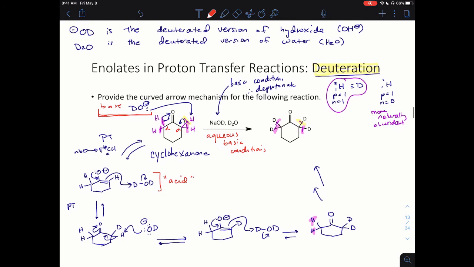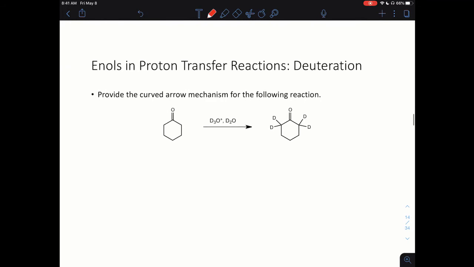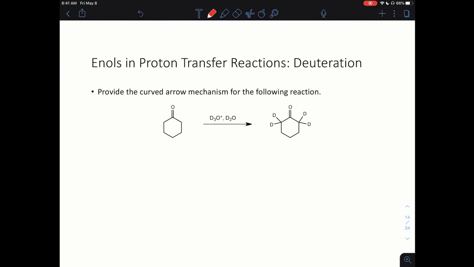Okay, we're going to try the same reaction mechanism now. Well, same transformation, but we're going to look at it in acidic conditions. So this time we have the deuterated version of hydronium and the deuterated version of water, and it's the same overall transformation. We've deprotonated the alpha carbon and replaced it with deuterium. Under basic conditions, we deprotonated first. Under acidic conditions, we're going to protonate or deuterate first.